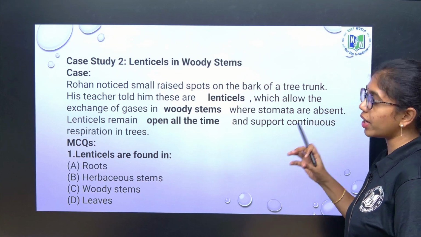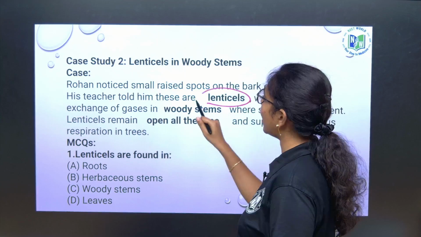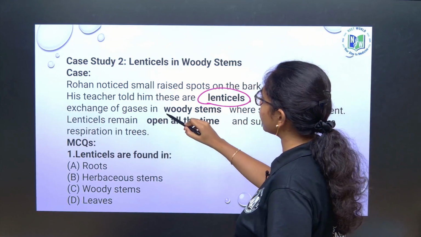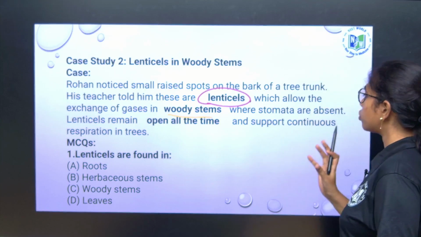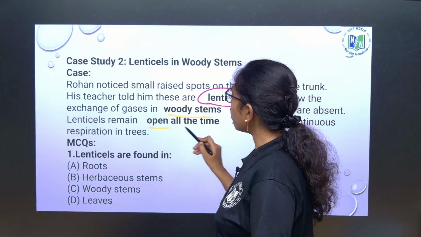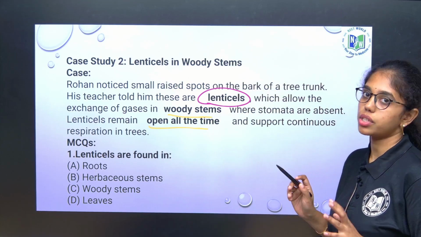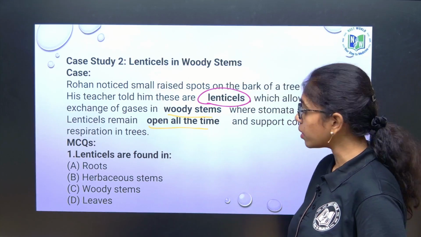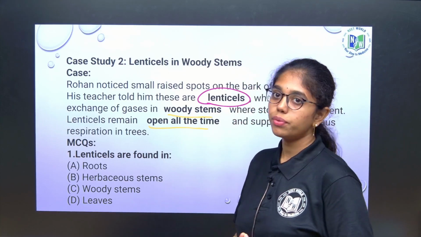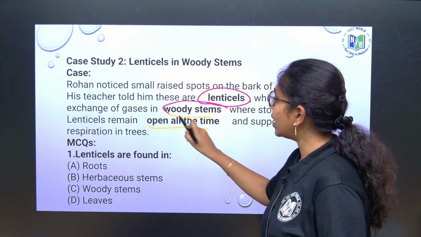of a tree trunk. His teacher told him those are lenticels, okay, which allow the exchange of gases in woody stems where stomata are completely absent. Lenticels remain open all the time and support continuous respiration in trees. This is what is given, right? First question, if you have to see, lenticels are found where? Here itself he is saying lenticels are found in woody stems.